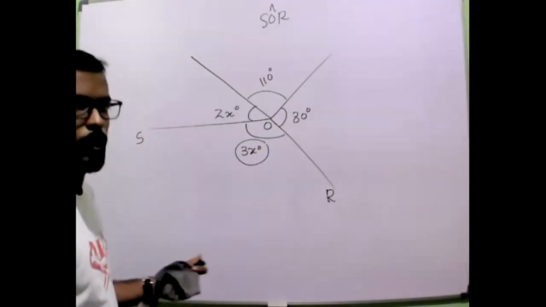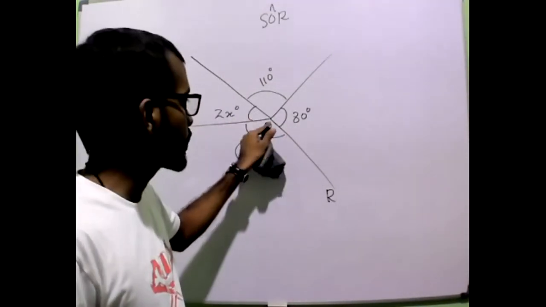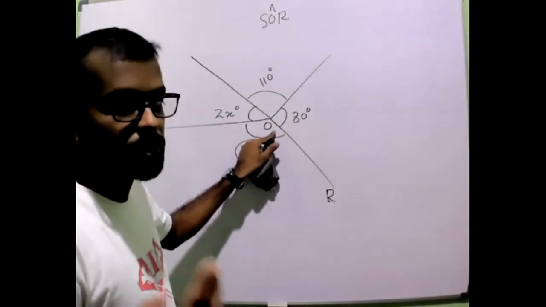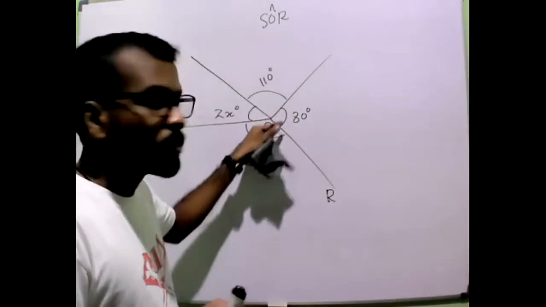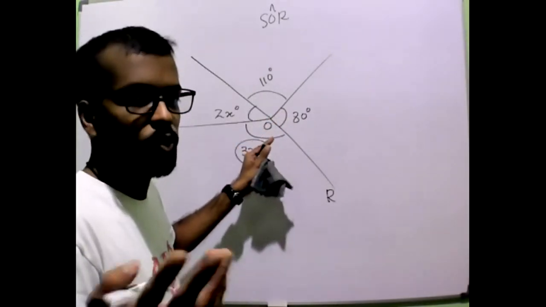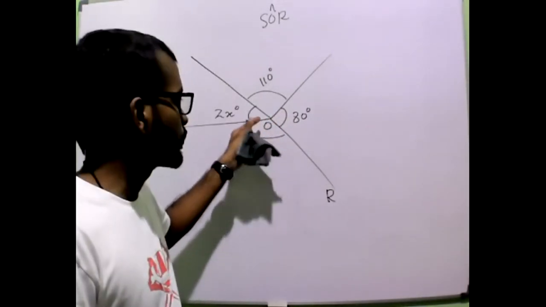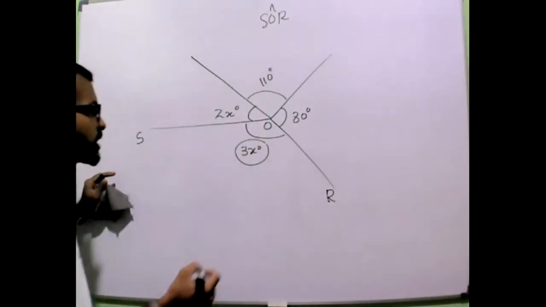So what we know is around the point, the point is O. Around this point O, you have several angles, 1, 2, 3, 4 angles. So you need to apply what you know, so I am going to apply what I know.